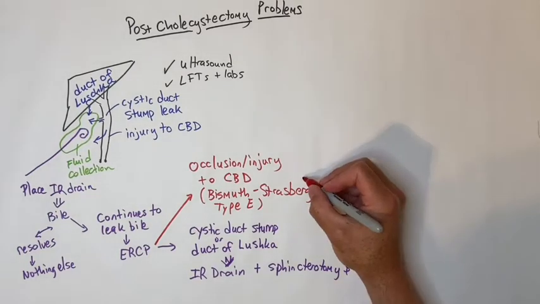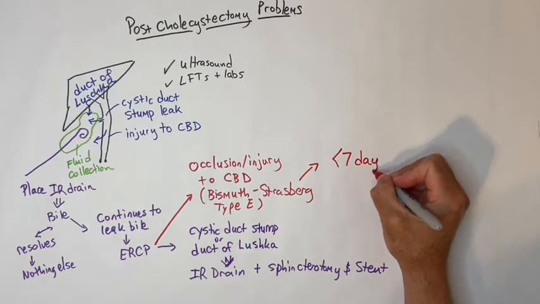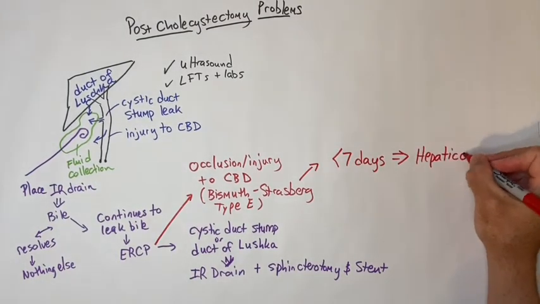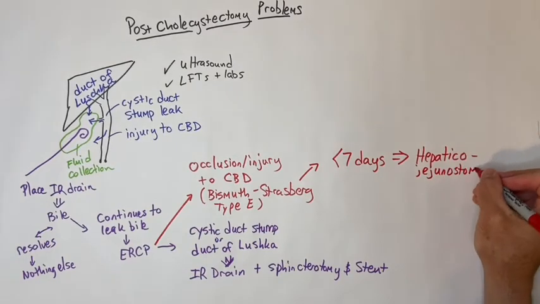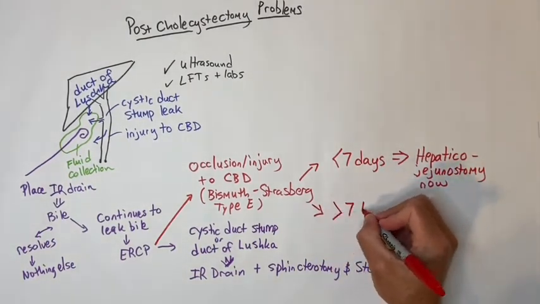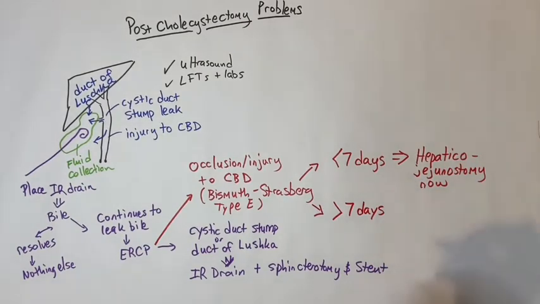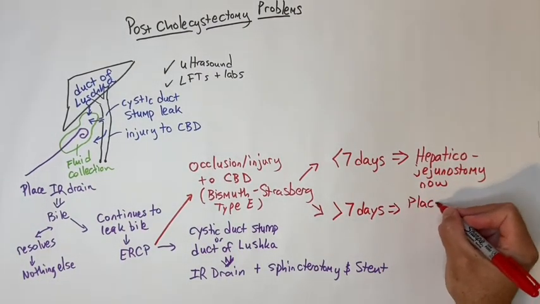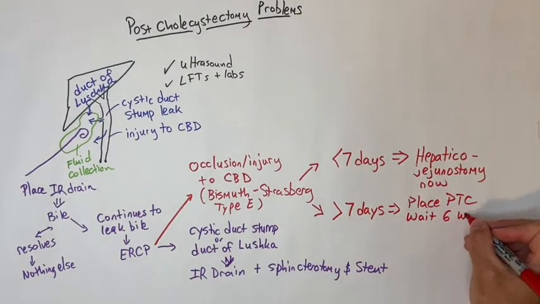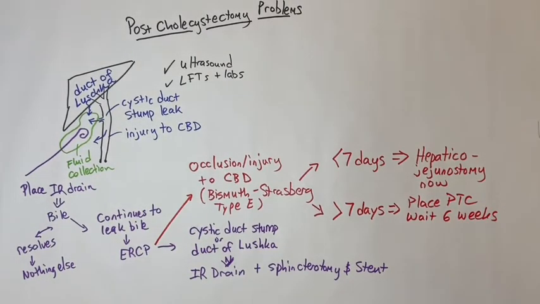MRCP and ERCP are good confirmatory tests. If there is a common bile duct injury and it's been less than 7 days since surgery, most would recommend immediate re-exploration for hepaticojejunostomy. If it has been more than 7 days, there is going to be a lot of adhesions, and you should consider placing a PTC drain to drain the bile out of the liver and wait about 6 weeks before attempting repair.